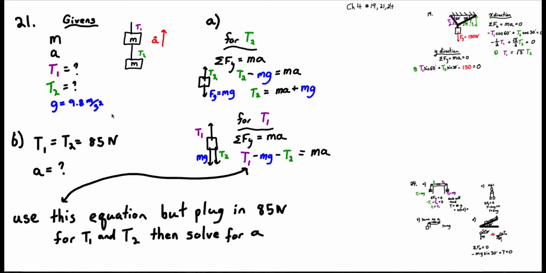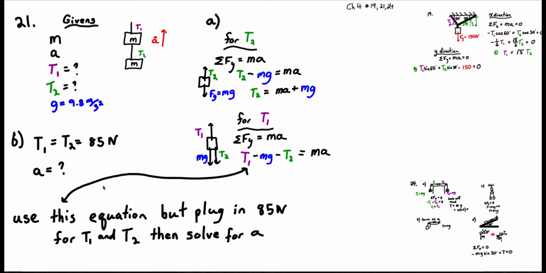Okay, now part B says, if your tension 1 and tension 2, if it's a rope that can only withstand 85 newtons of force, what's the acceleration that you would need in order to, or what's the maximum acceleration it can have before the strings break?